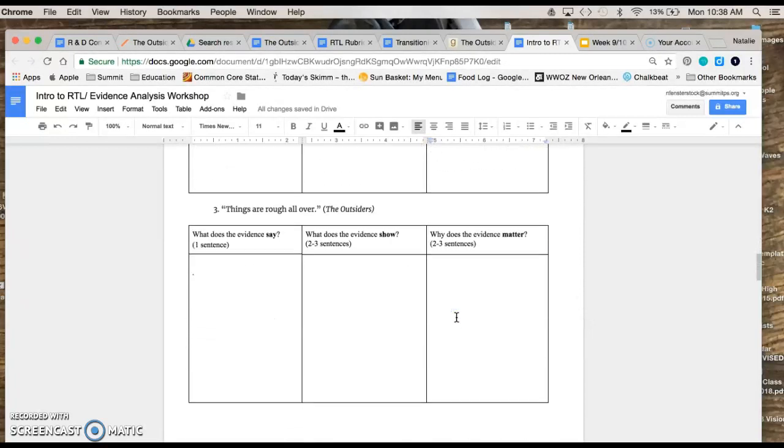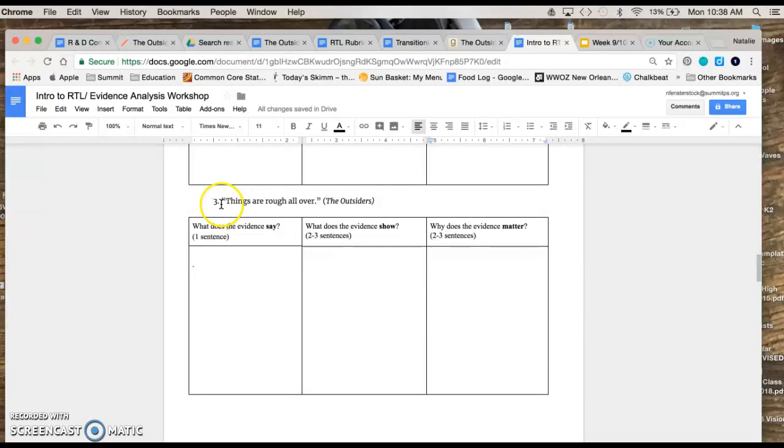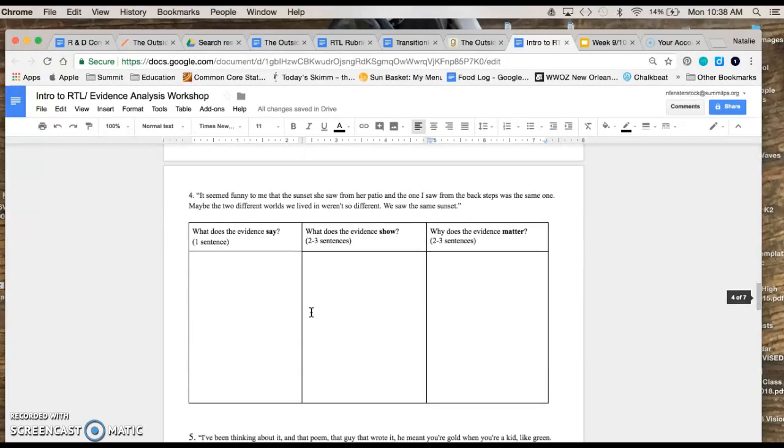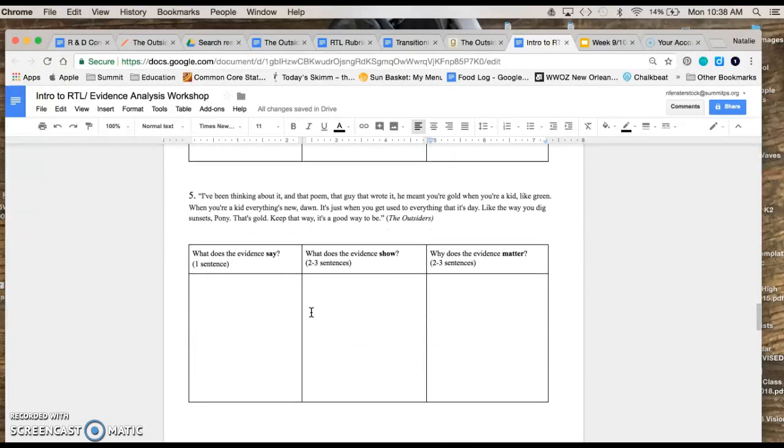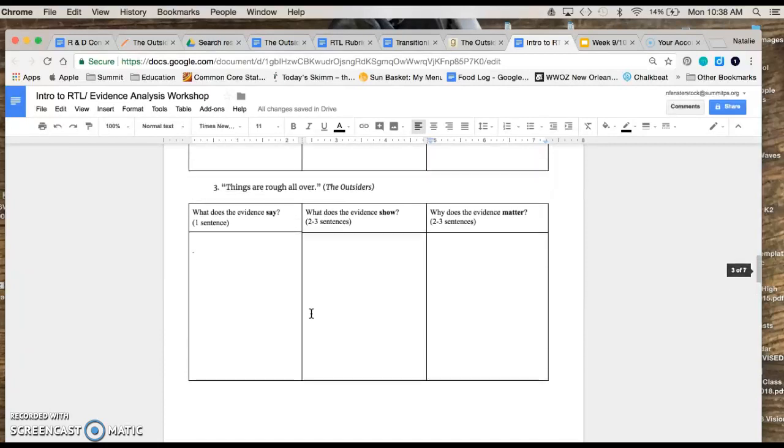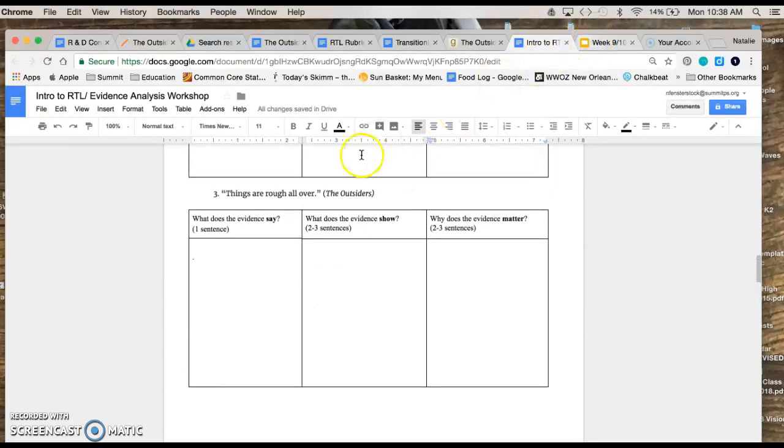We're now going to take a look at the quote from The Outsiders. I'm going to walk you through one from The Outsiders, and then you'll have an opportunity to try two of these out on your own. So this is a lot. Quick recap: what does the evidence say? That's your paraphrase. What does the evidence show? That's your explanation. Why does the evidence matter? That's your analysis, your real world connection. So let's check it out for The Outsiders.